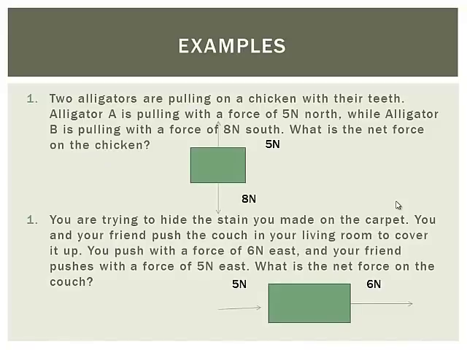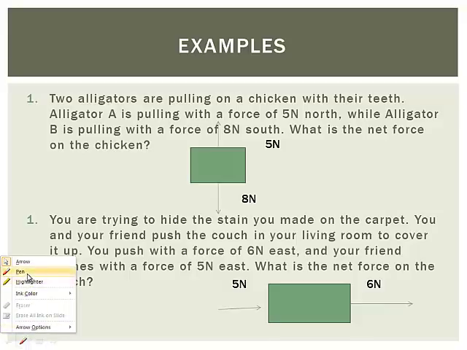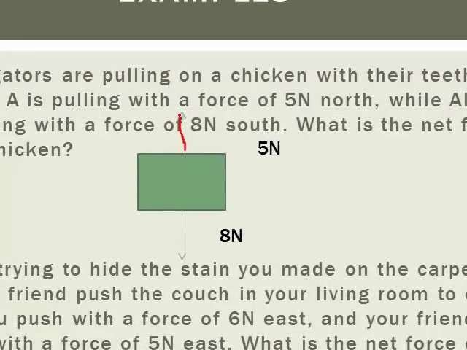Two alligators are pulling on a chicken with their teeth, because apparently those alligators really like chicken and they're very hungry. Alligator A is pulling with a force of 5 newtons north. Because this is a vector, we can represent it with an arrow showing the direction the vector is moving. Here we can see the magnitude of that vector is 5 newtons, and the arrow shows us that it's pointing towards the north. Alligator B is pulling with a force of 8 newtons south.